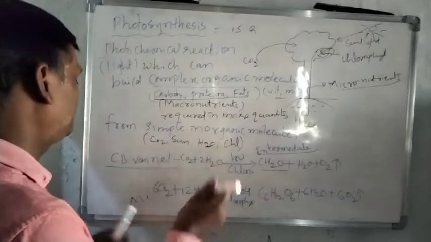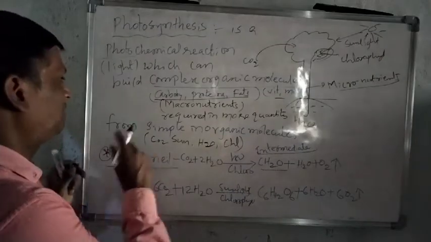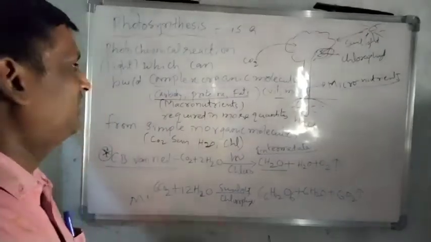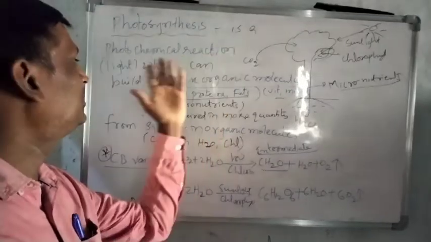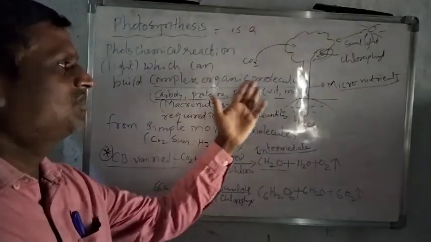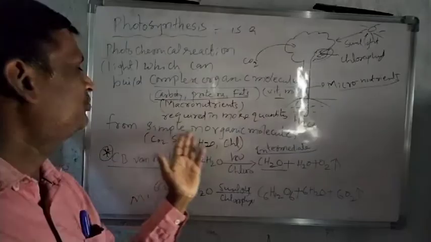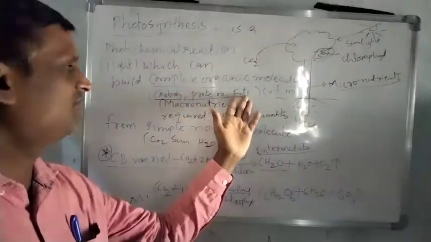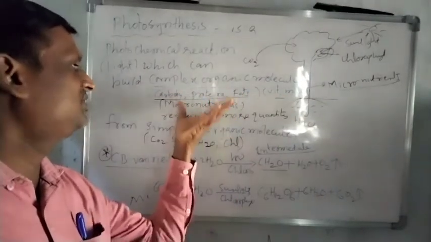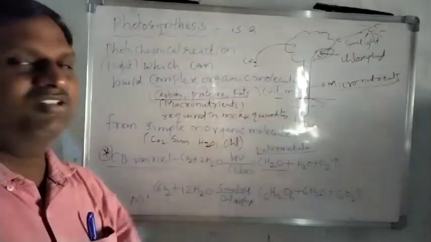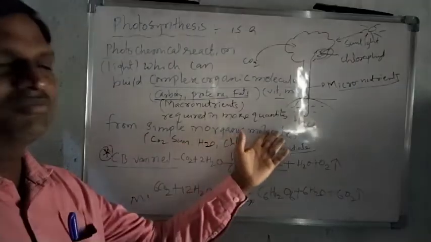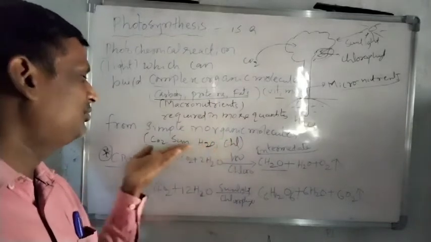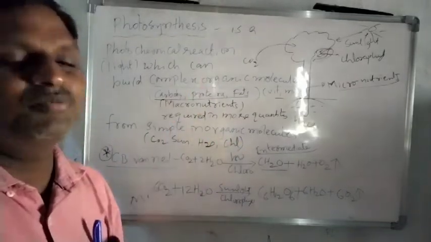So this is very important. Many times he asks the question, what is photosynthesis? Define photosynthesis with an equation. Photosynthesis is a photochemical reaction which can build up complex organic molecules from simple inorganic molecules. The complex organic molecules are nothing but carbohydrates, proteins, fats, vitamins. Carbohydrate, protein, fats, these three are macronutrients, whereas vitamins and minerals are micronutrients. From simple inorganic molecules, meaning carbon dioxide, sunlight, water, chlorophyll. By using these raw materials, this is produced.